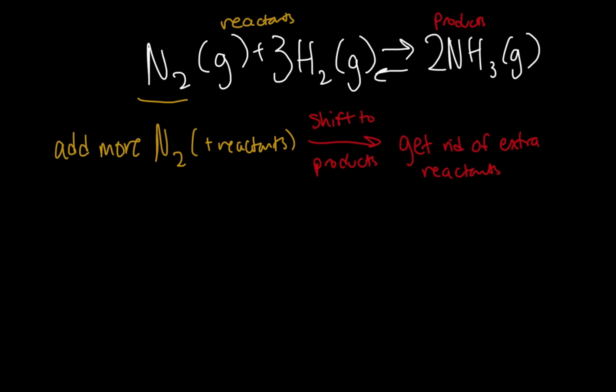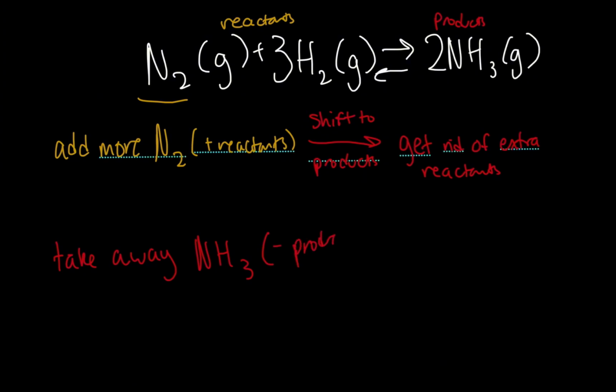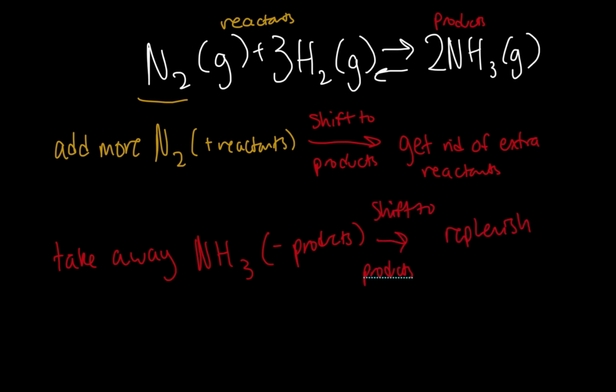So what we did is we basically added more, or we increased the concentration of nitrogen. But to relieve that stress of the increased concentration, it shifted to the products. But now let's say I want to decrease the concentration of ammonia, or NH3. Now ammonia is in our products, but if we're taking away from our products, it's minus the products. So now what we do is we actually have to shift to the products in order to replenish the products.